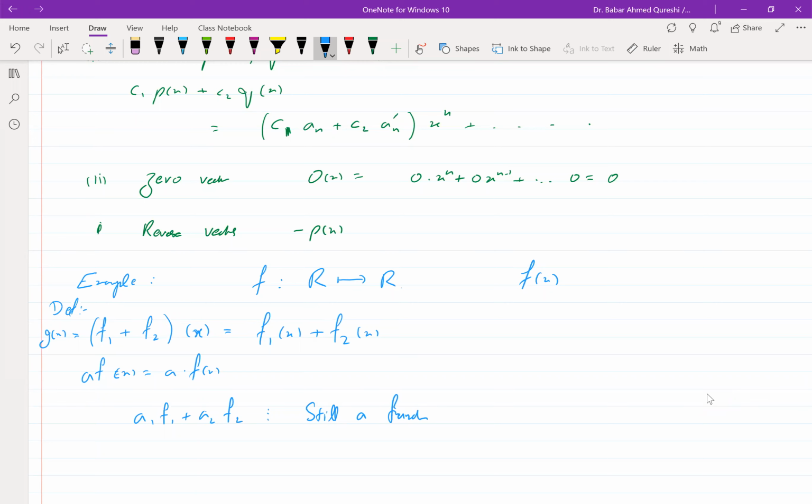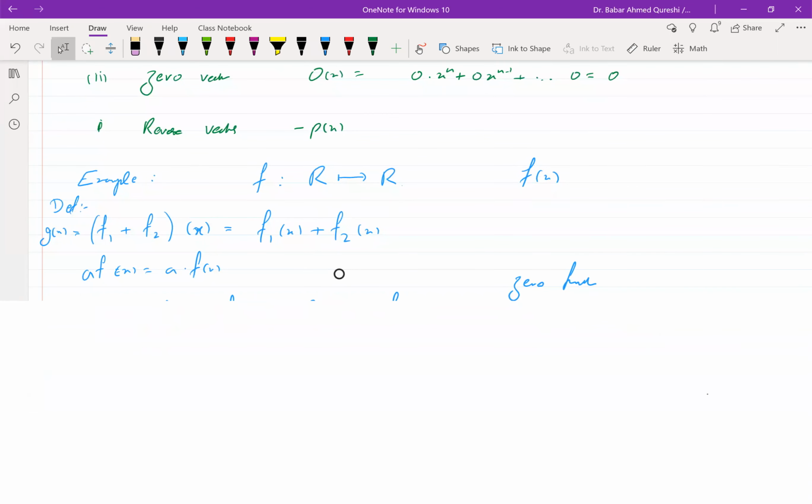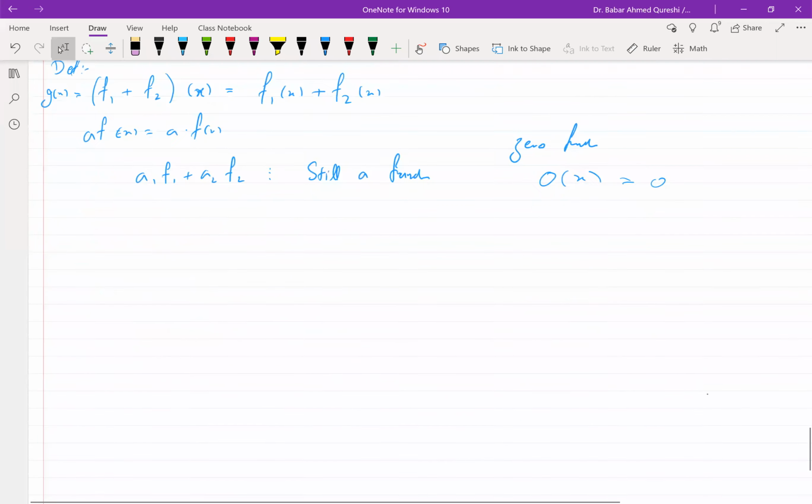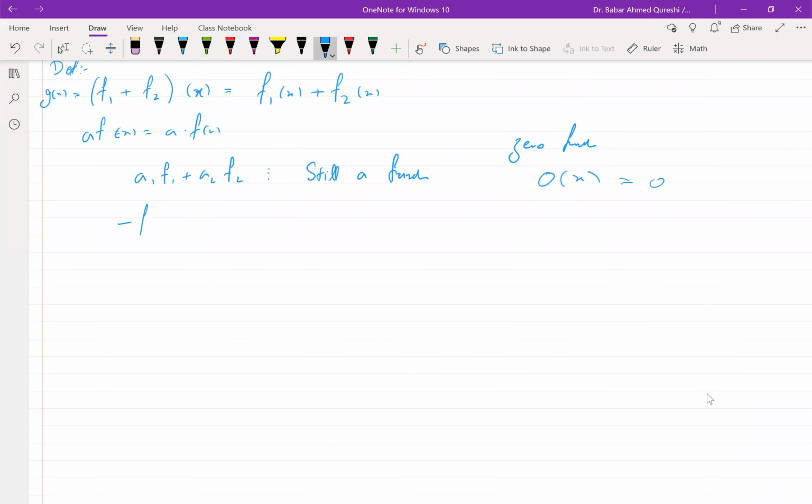And choose a is equal to 0, you get the 0 function. The 0 function takes any point and maps it to 0. You can check that if I use the rule of addition of functions, the 0 function does not change the original function because the second term will be 0 and I'll just get f1 back. And similarly, you have the minus function. So it's a vector space.